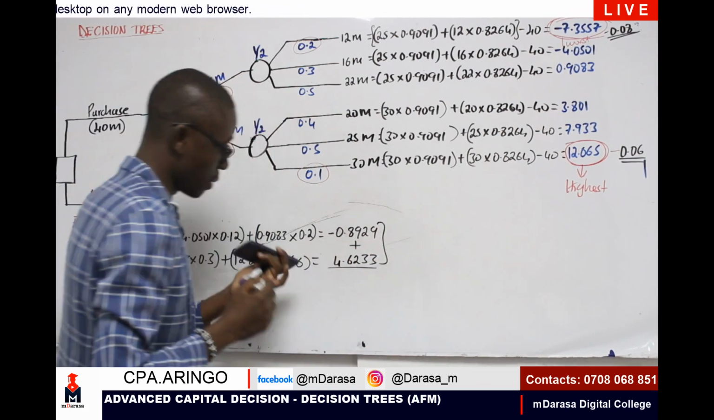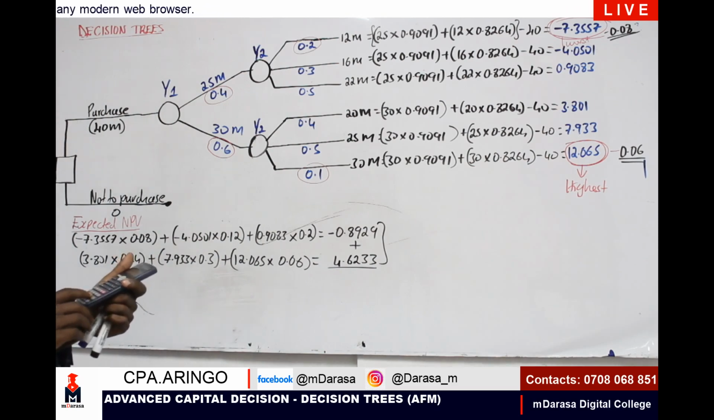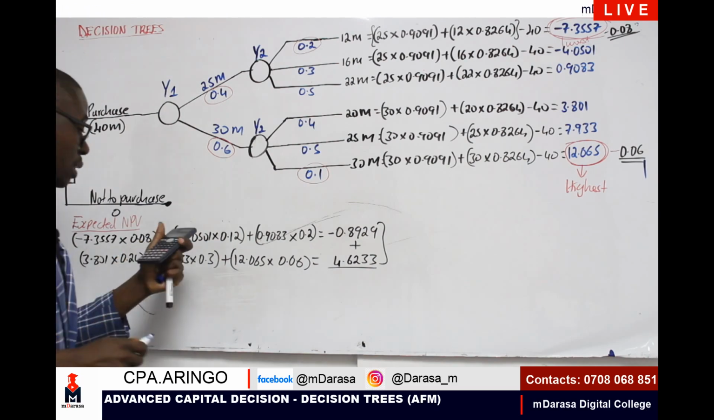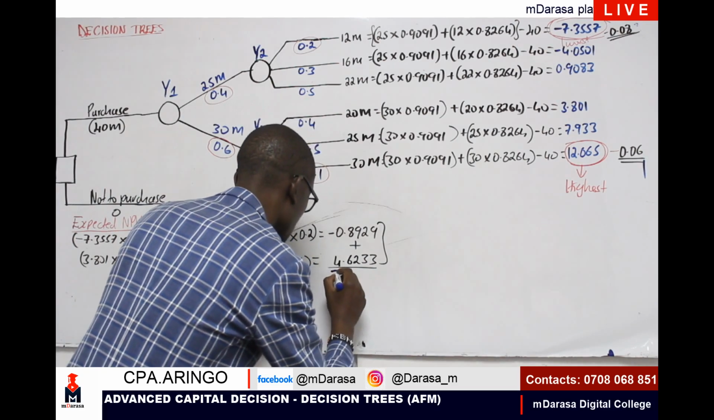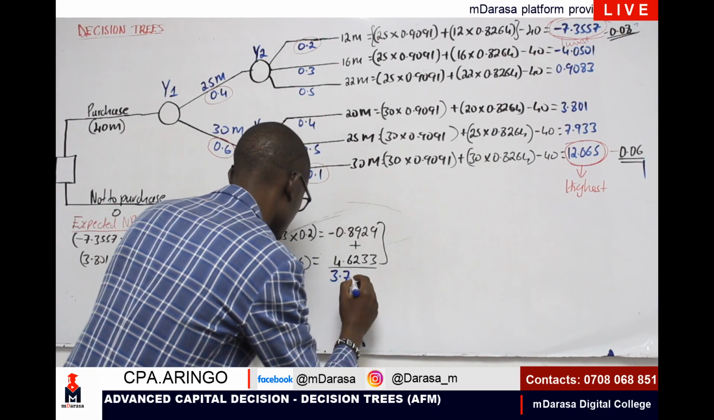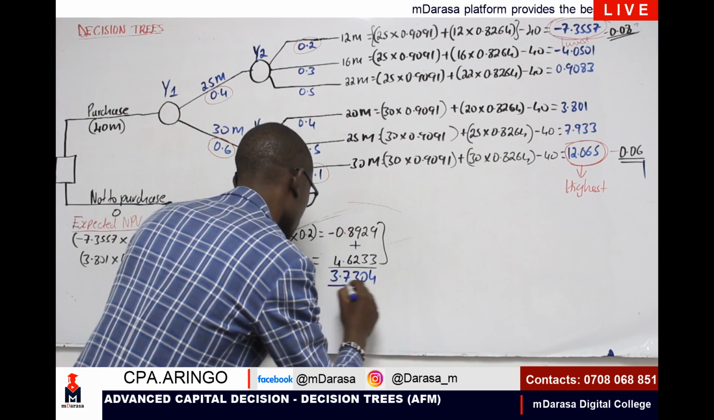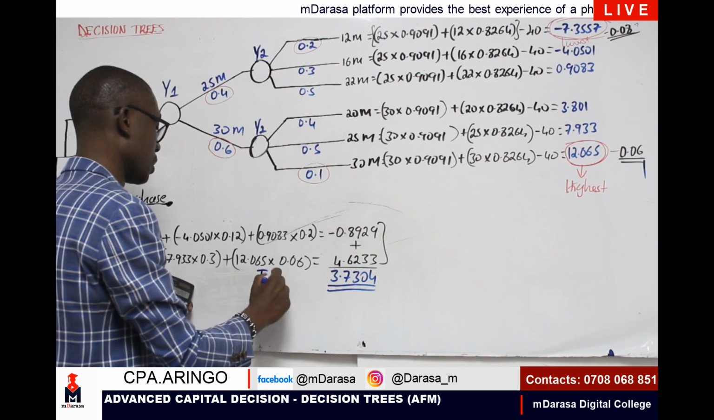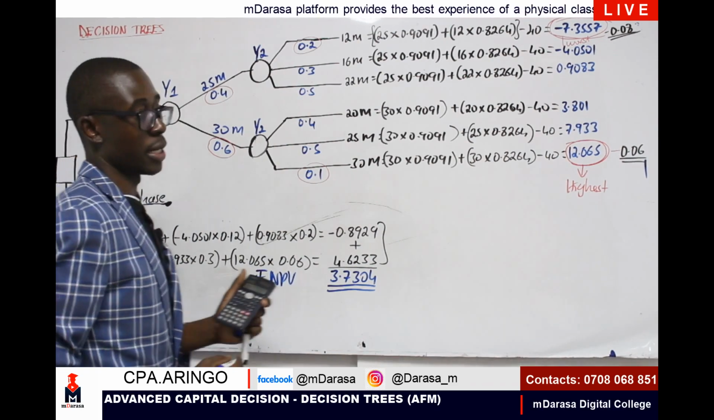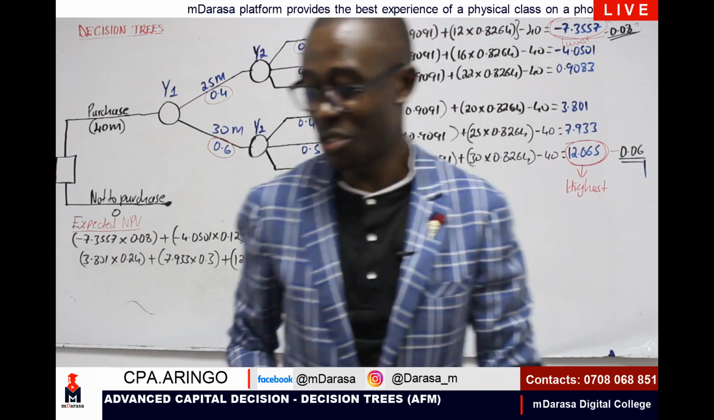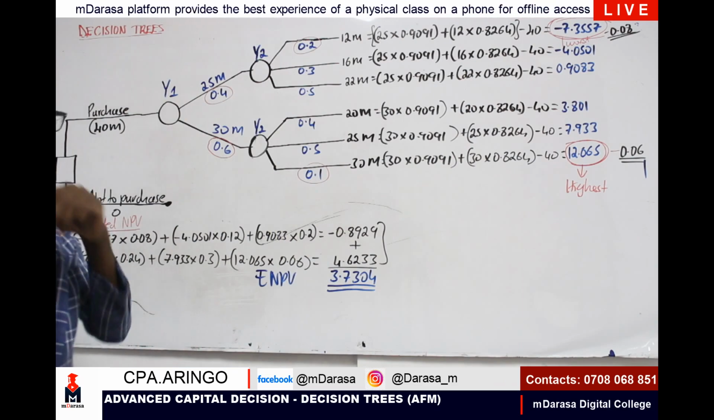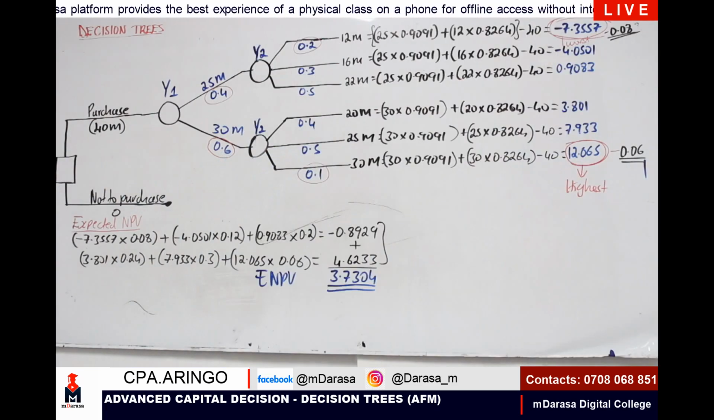So our expected NPV, we sum this up. My good students, we should be talking of plus minus 0.8929. So I can clearly see that my expected NPV here is 3.7304. That is what the examiner wanted us to determine, just like that. What was the next question here? The next question, my good students, we are told what?